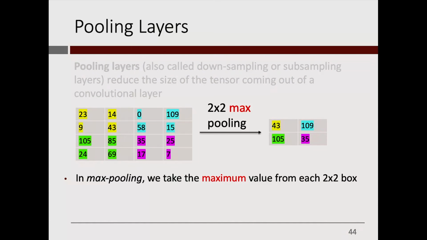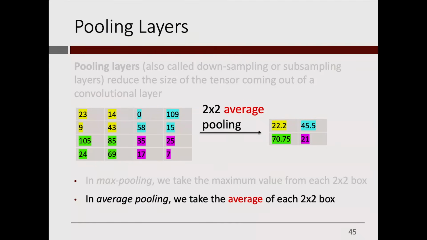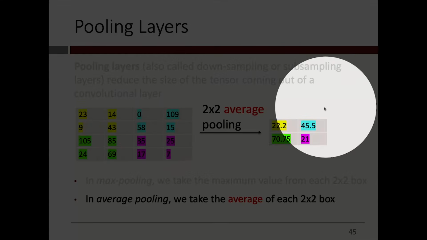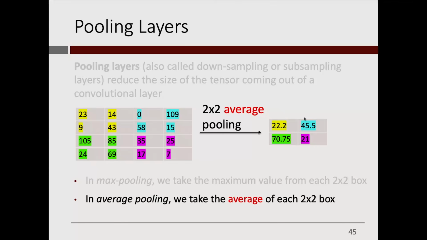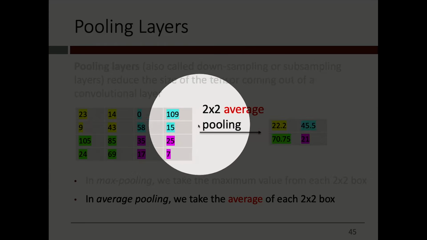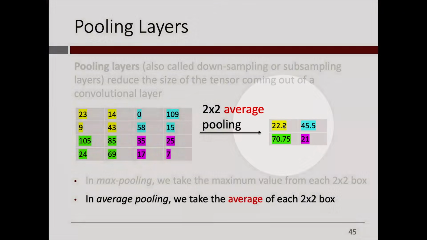Similarly, there is this thing called average pooling, where instead of taking the maximum of these 4 numbers, we just average the 4 numbers. Okay, the average of these 4 things in yellow. The average of these 4 numbers is 22.2. The average of blue numbers is 45.5. You get the idea. That's it. Max pooling and average pooling.